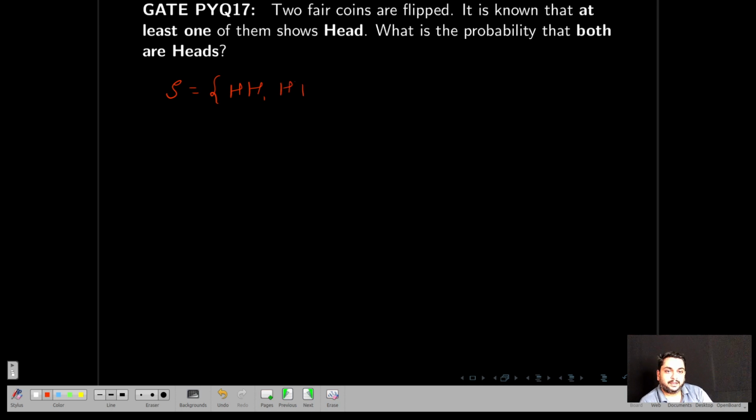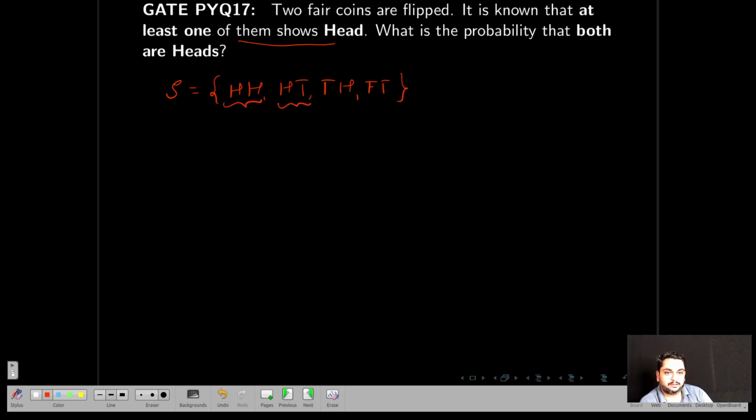Head, head, head, tail, then tail, head, and then tail, tail. Now, it is known that at least one of them shows head. Okay. At least one of them shows head. What is the probability that both are heads? At least one head means what?